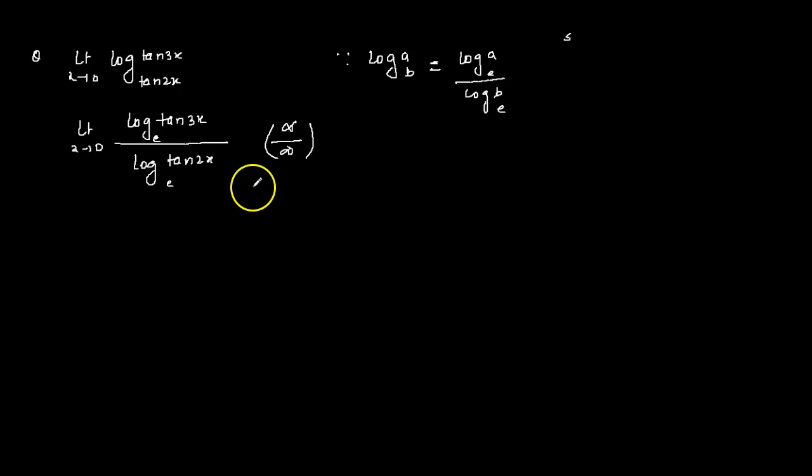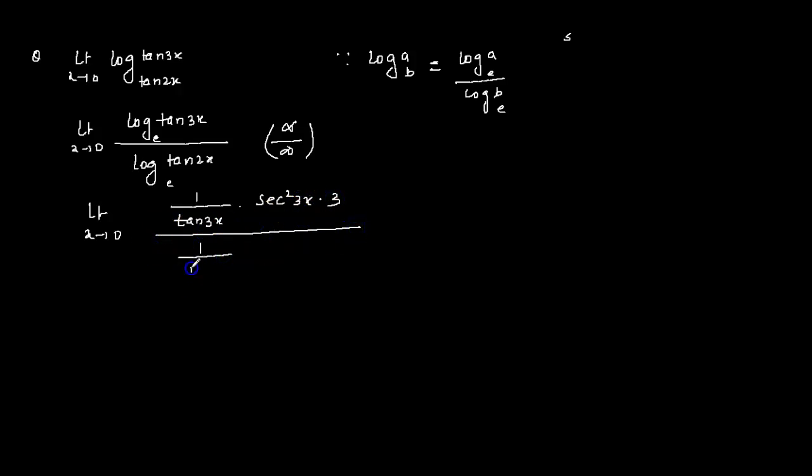Since the infinity by infinity form is given, we can apply the L'Hospital rule. So 1 by tan of 3x into the derivative of tan, which is secant square of 3x, into 3. This is divided by 1 upon tan 2x into secant square of 2x into 2. Any doubt in this?